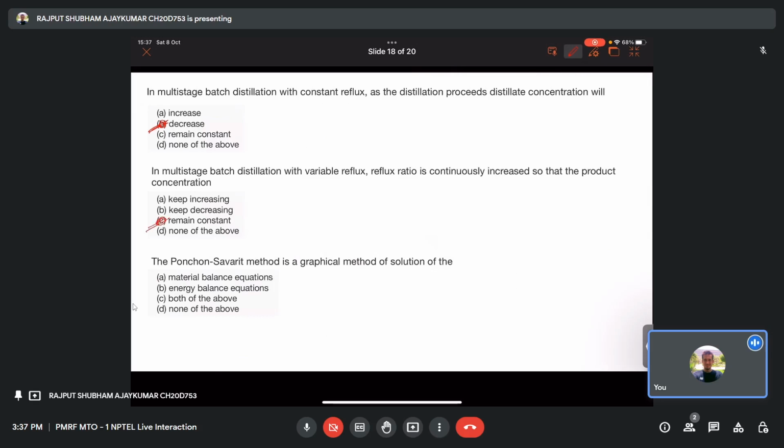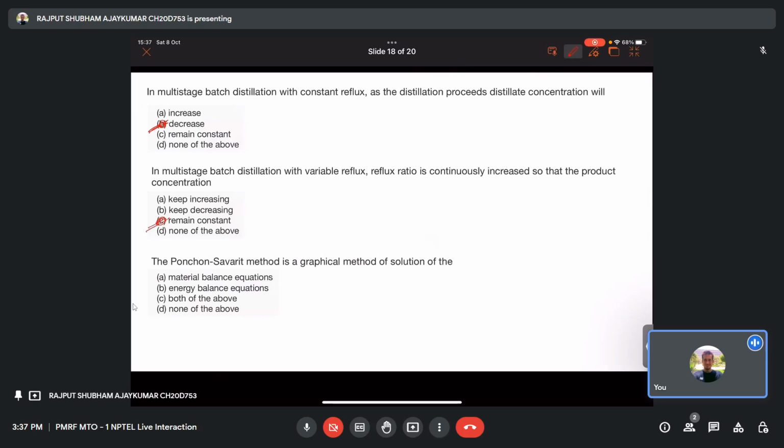In variable reflux, the reflux ratio will vary according to the concentration of the distillate we want to maintain at a constant concentration value. So if the reflux ratio is increased in the variable reflux, the product concentration remains constant. Suppose at one particular time, say T1, the reflux ratio is R1, and at that point the concentration at the distillate is, say, C1.